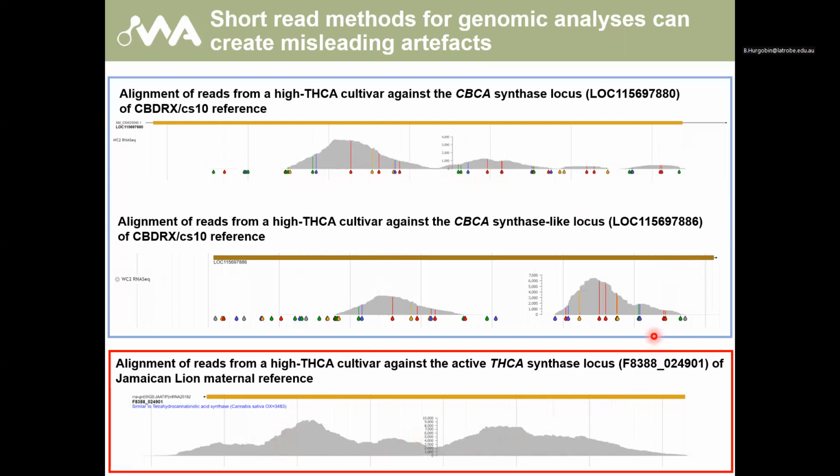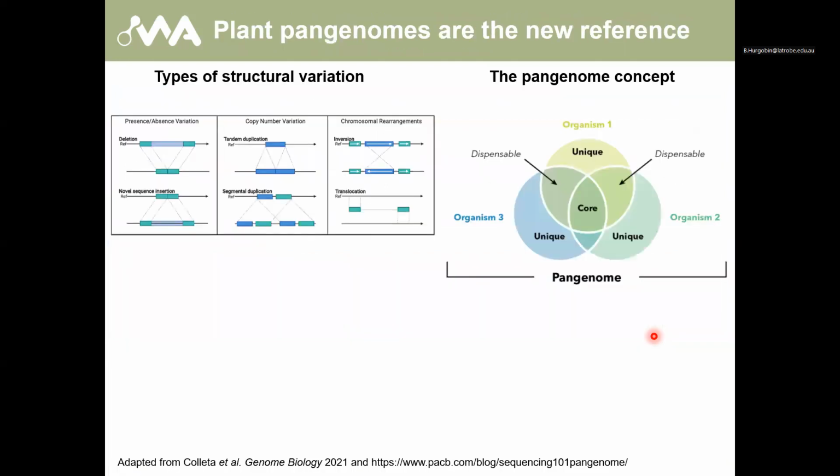So the results from this analysis point to 2 main things. Firstly, the use of short read methods for genomic analysis, as was the case here, can create misleading artifacts because short reads that originate from highly similar regions of the genome frequently cannot be distinguished. And secondly, the choice of the genome assembly can also impact our interpretation of results. So the second point actually brings us to the concept of the pangenome.